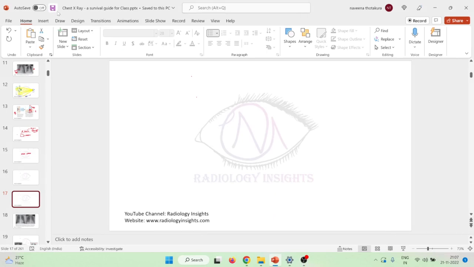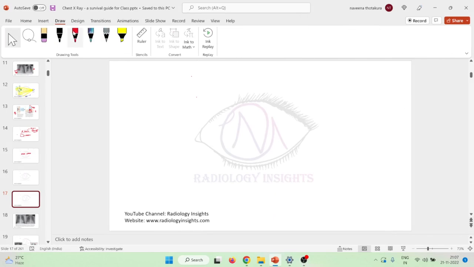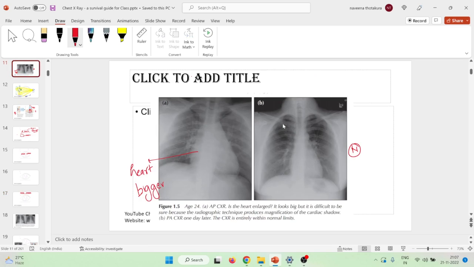Hello friends, let us now learn some important points about chest x-ray. In the chest x-ray, the patient normally has to take deep inspiration while we do a chest x-ray. Deep inspiration is necessary like this. If there is deep inspiration, the distance between the two rib spaces will increase.